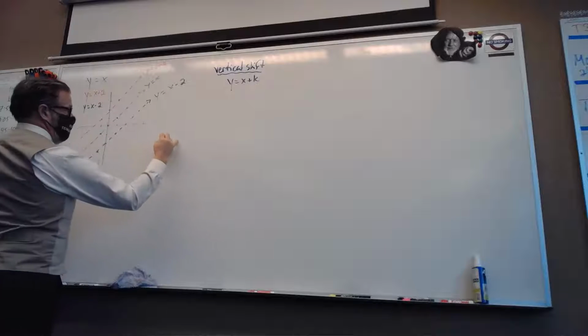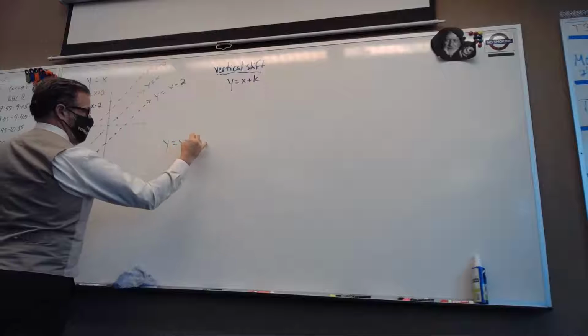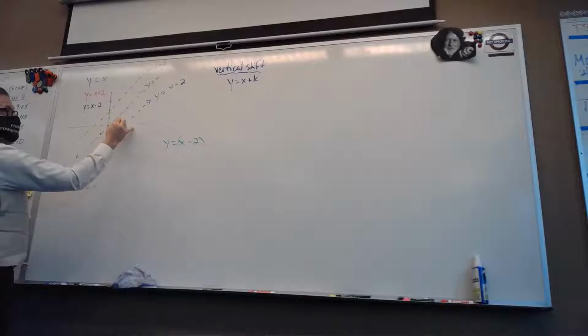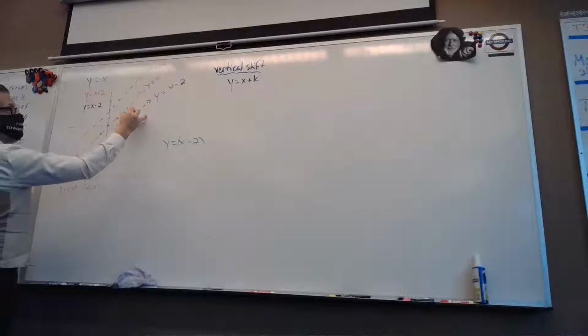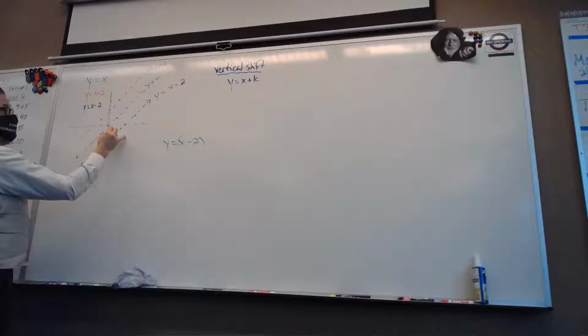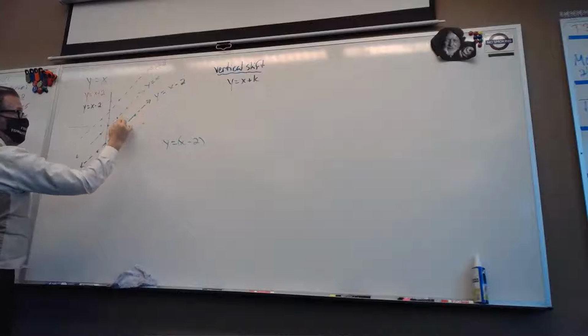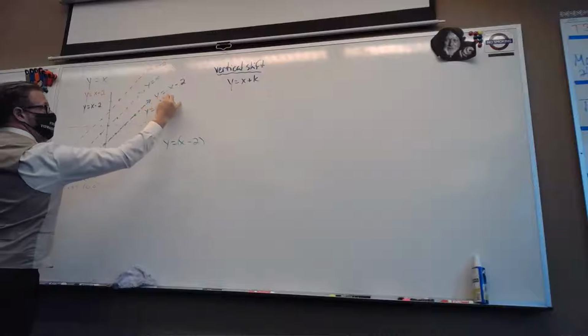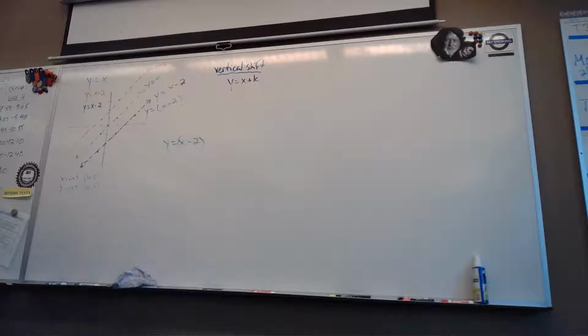That'd be the same as x minus 2. But there's nothing else. So I take this point and I move it to the right by 2. And I take that point and I move it to the right by 2. And I take this point and I move it to the right by 2.